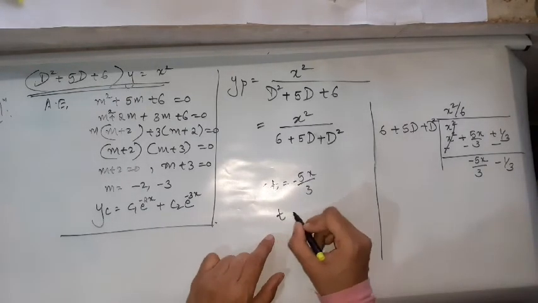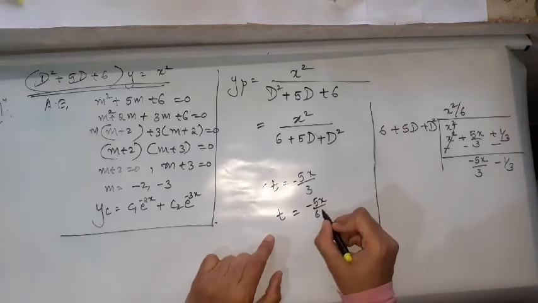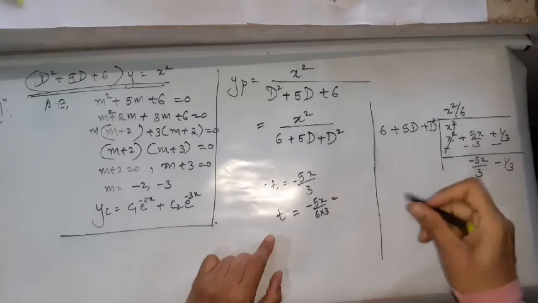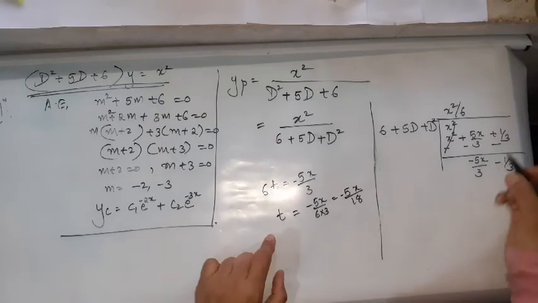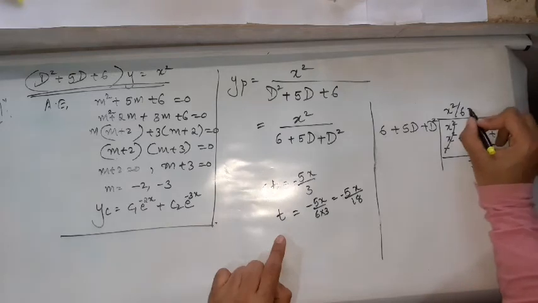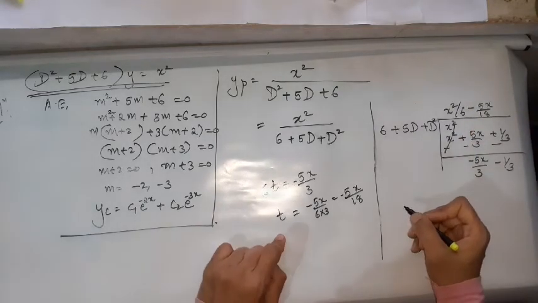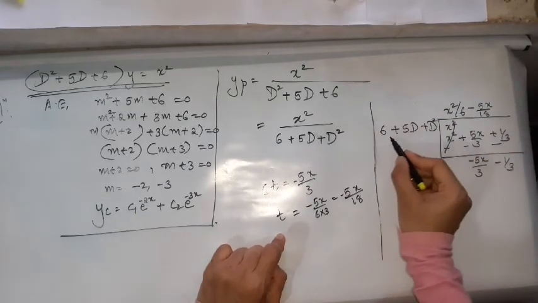So what should be t? It will be minus 5x by 6 into 3, or minus 5x divided by 18. So the term which should appear over here should be minus 5x by 18. Write that. Minus 5x by 18. Done. Now multiply this minus 5x by 18 to each of the terms written over here.